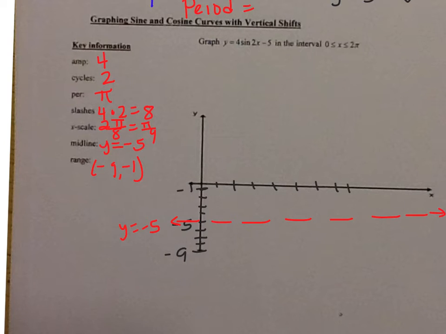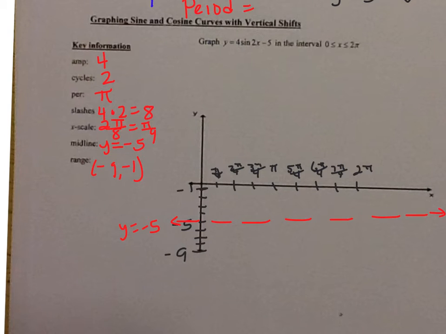I'm going to label it above the line so we can see it. So my x scale is pi over 4. So it'll be pi over 4, 2 pi over 4, 3 pi over 4, pi, 5 pi over 4, 6 pi over 4, 7 pi over 4, and let me just move this last one, and 8 pi over 4, which is 2 pi.